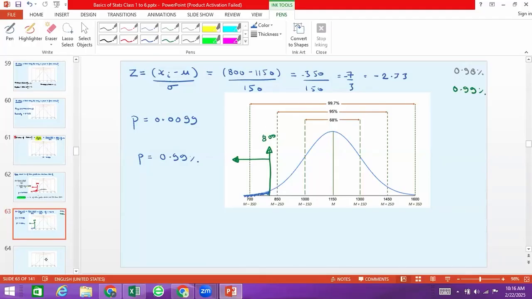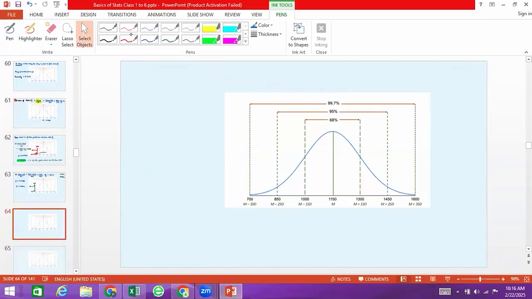Okay, now let me ask you another question because this is an important concept. We'll do a few questions on this. Tell me what percentage of values are less than 1200? Okay, you got it, right? You can start solving it. What percentage of values are less than 1200?